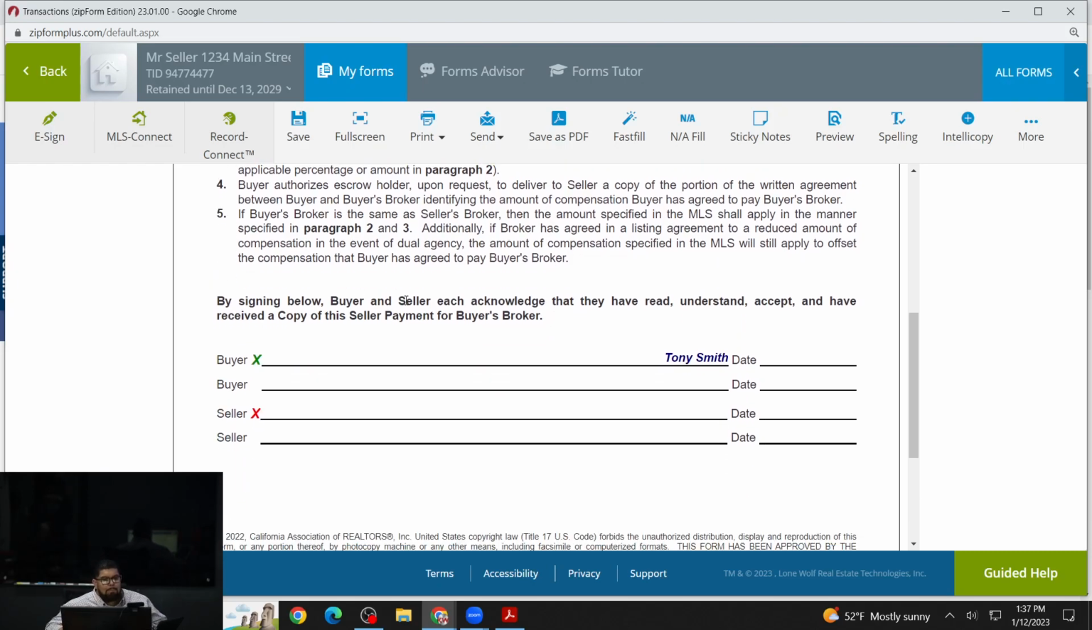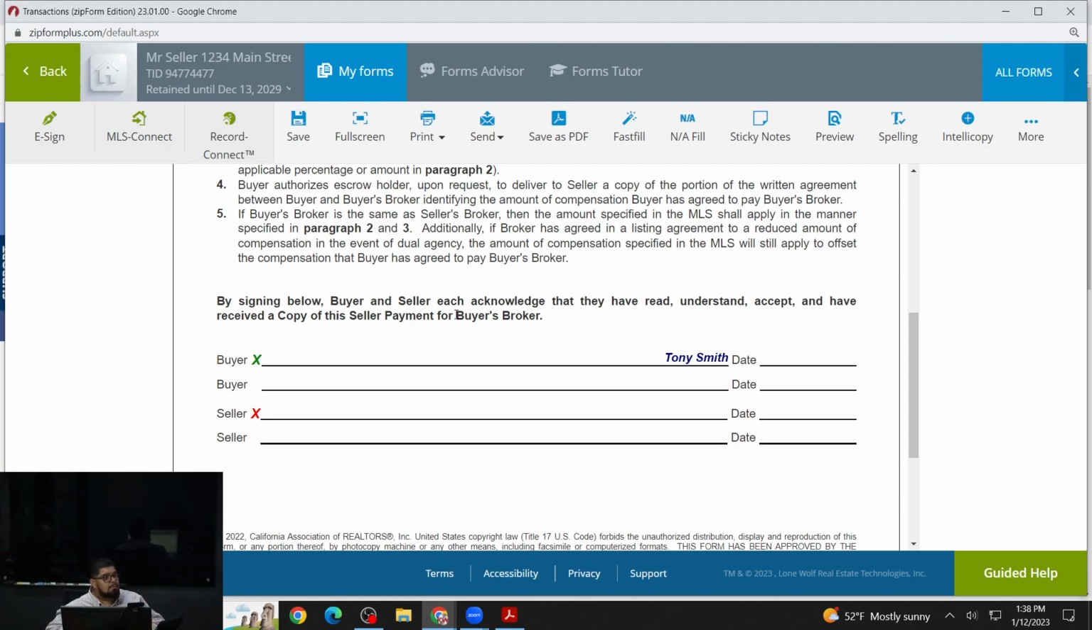By signing below, buyer and seller shall acknowledge that they have read, understand, accept, and have received a copy of this seller payment for buyer's broker. Did you guys understand this document? It's pretty simple. And this is only utilized when the seller is paying that difference. Correct. Because if the seller is not, then you already have an agreement with your buyer that they're going to cover the difference. That's if you're going to be using it. It's not mandatory. But if you are, then this is a document that you're going to have to provide. You're going to have to provide a copy of the agreement between you and the buyer.